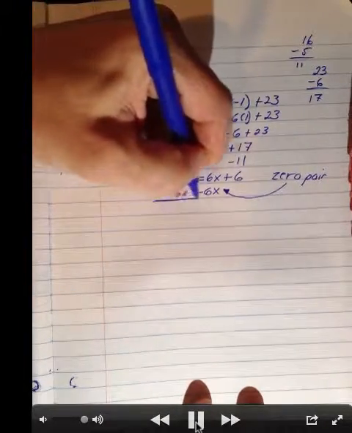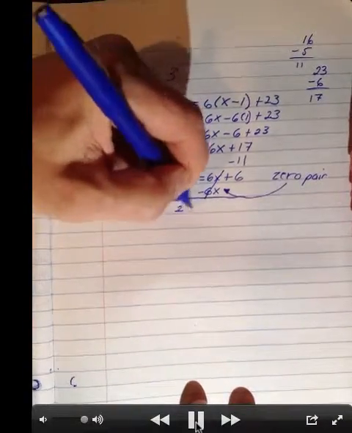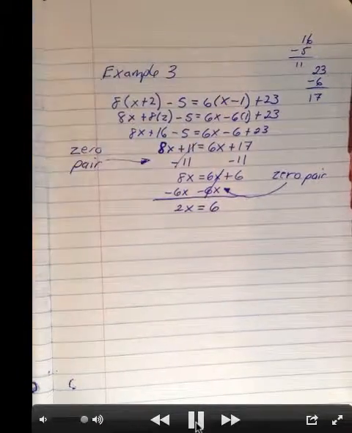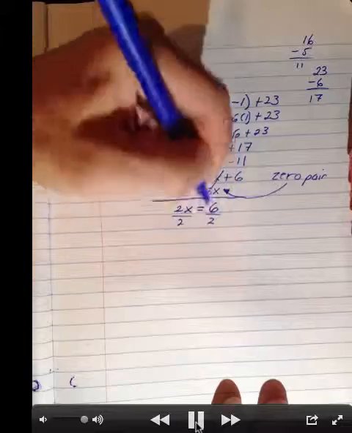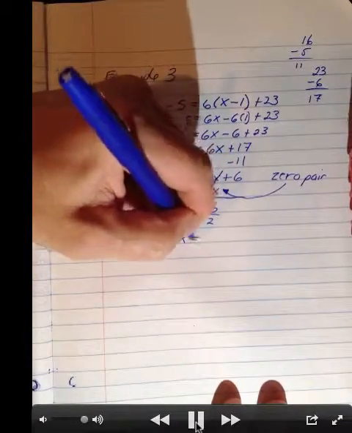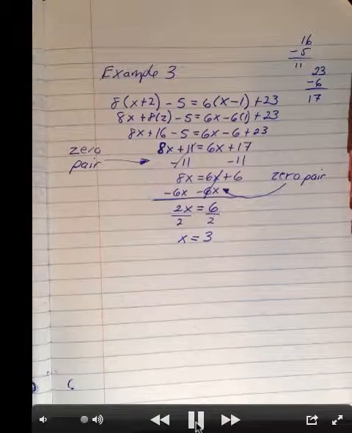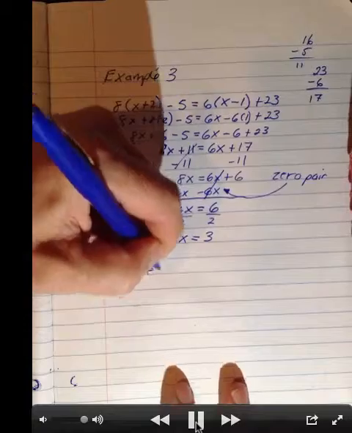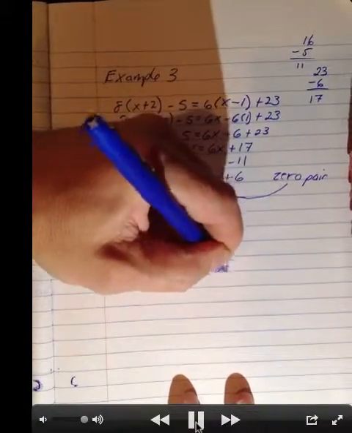The reason I use negative 6x is to create the zero pair so that x is only on one side of the equation. We now have a one-step equation. There was a number and it was multiplied by 2. To undo that, we divide by 2. So x is equal to 3. This has just one solution. X equals 3 is the only value of x that makes the original equation true. So there's just one solution.